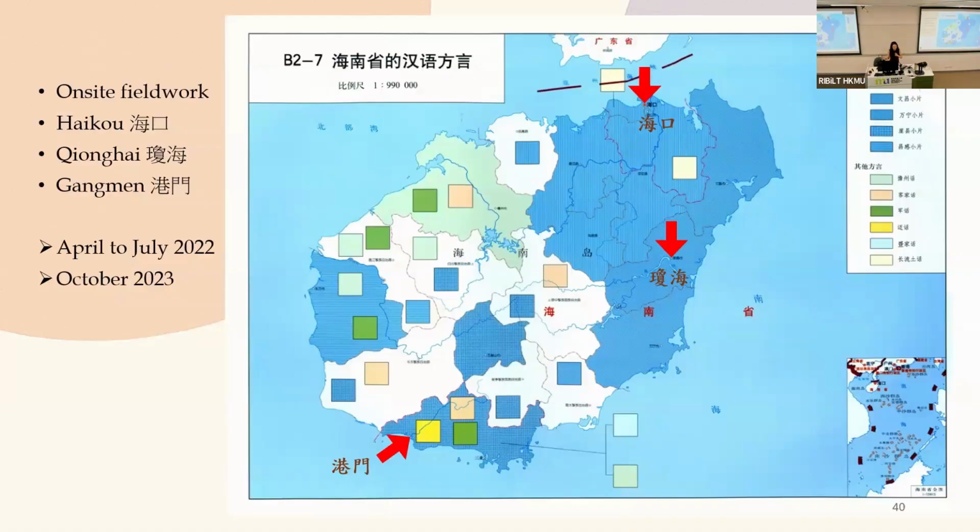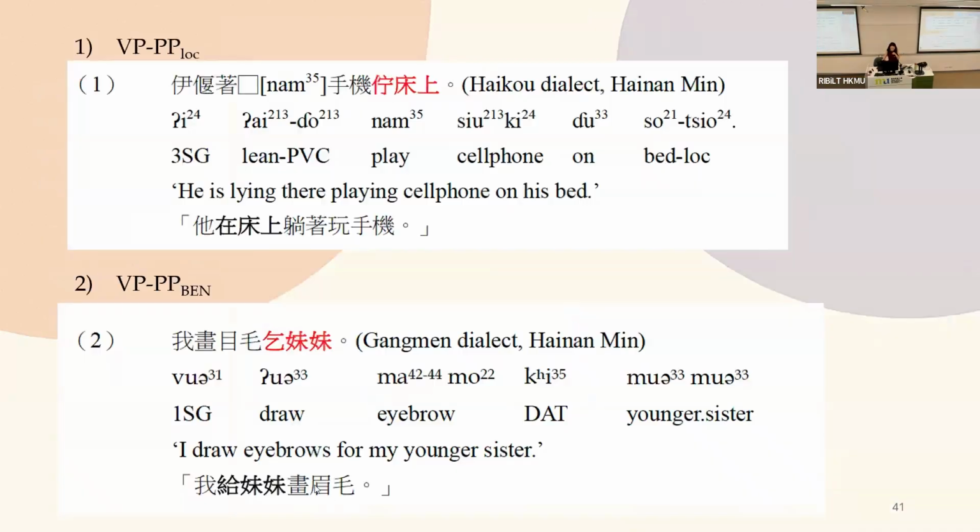So the data in the following discussion comes from my dissertation, which is based on my own fieldwork in Hainan. I conducted on-site field research to collect first-hand data on 3 Hainan dialects, Haikou here, Qionghai here, and Gangmen, which belong to 3 different subgroups of Hainan Min. And I highlighted 5 types of construction with unusual word order in Hainan Min.